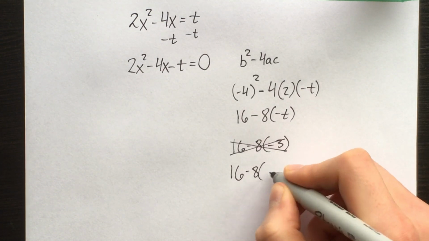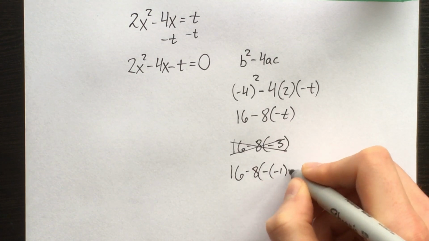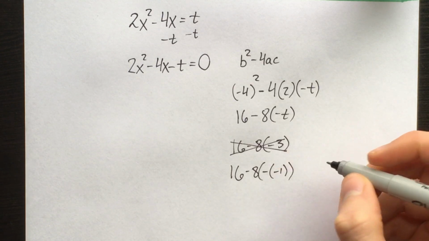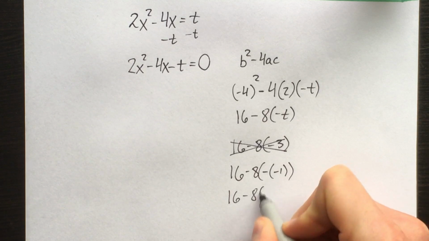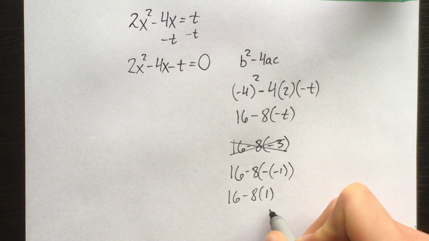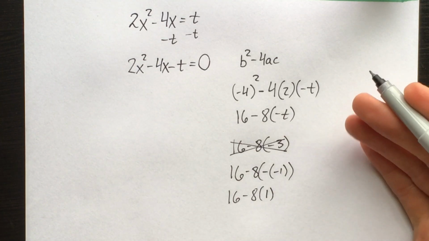If we make it B, 16 minus 8 times negative 1, that doesn't work, because then it would be 16 minus 8 times positive 1, right? So that'd be 16 minus 8. That's just still positive 8.